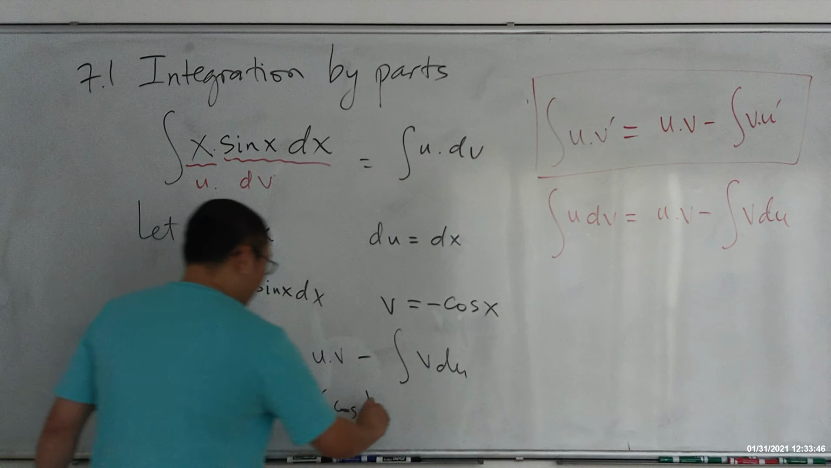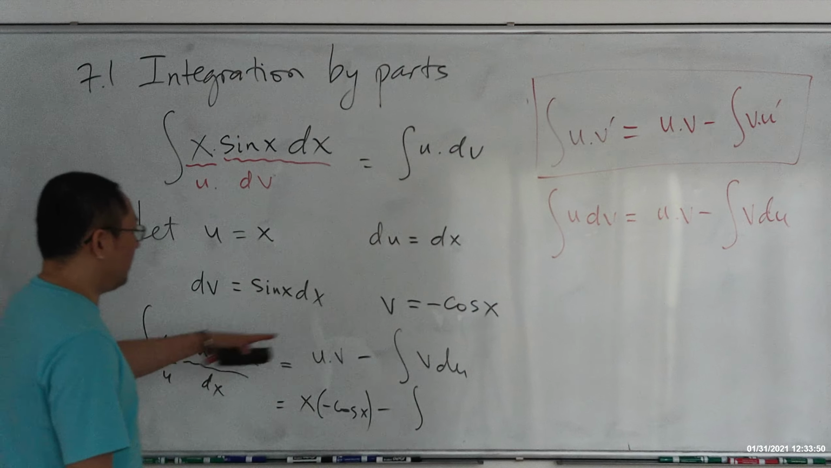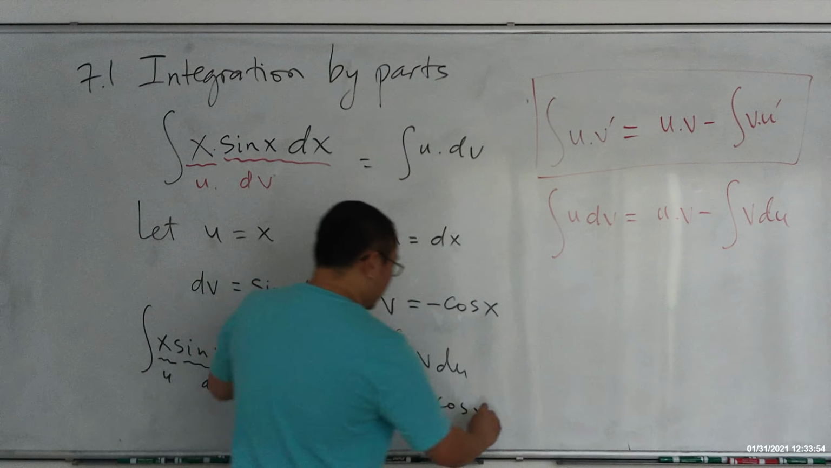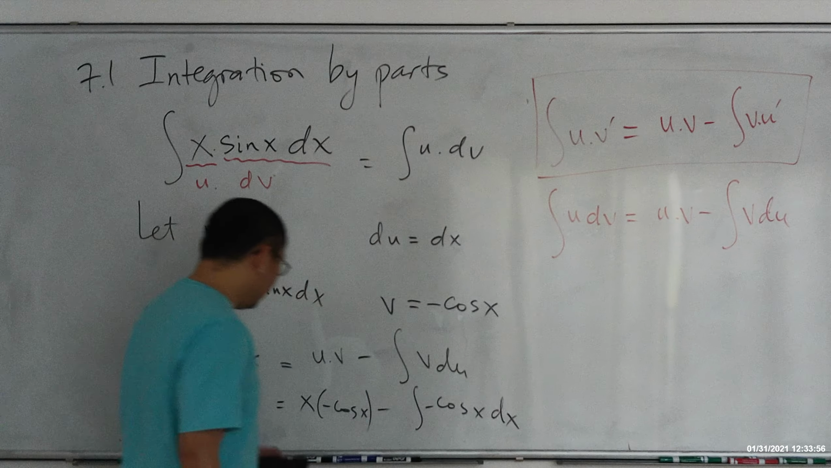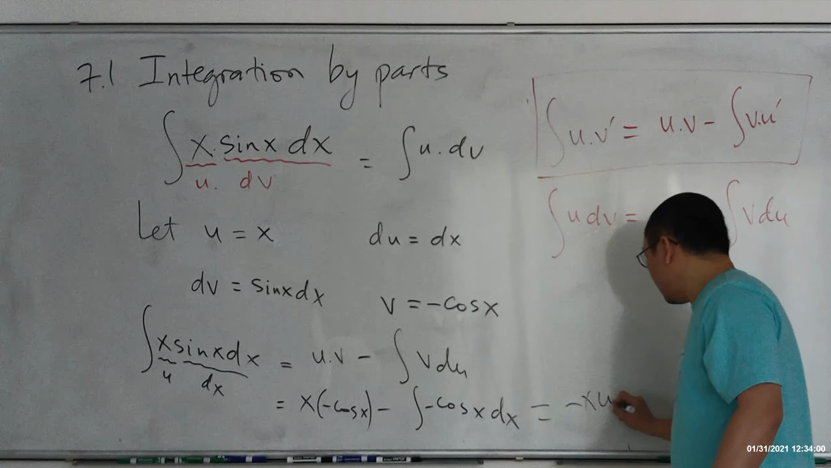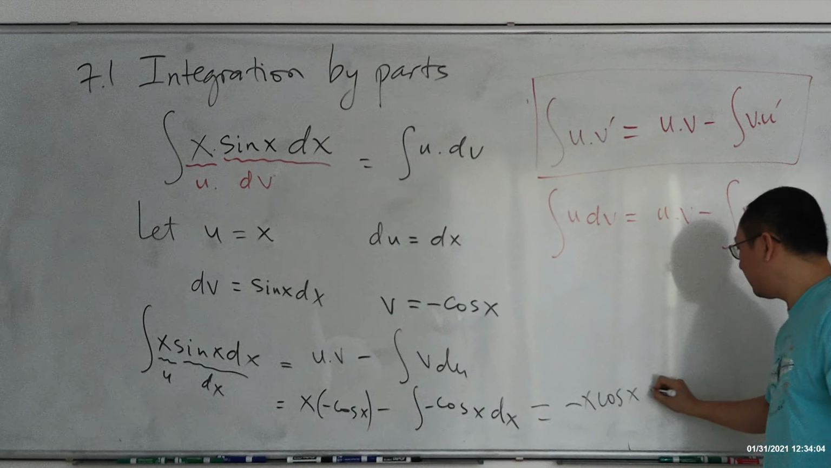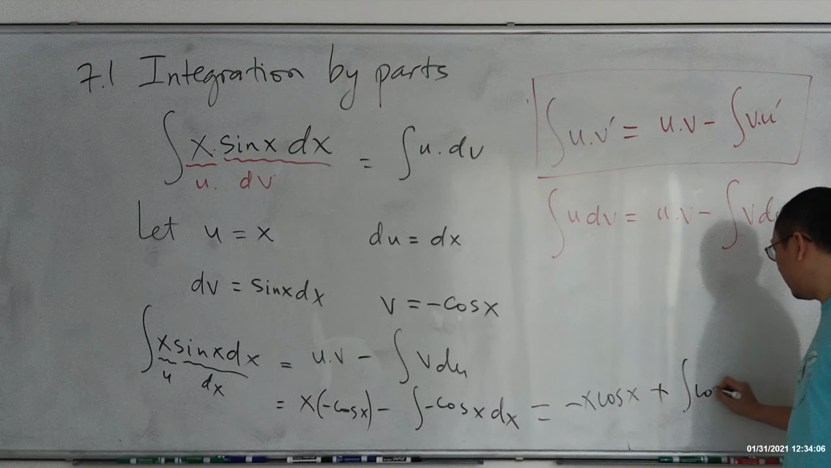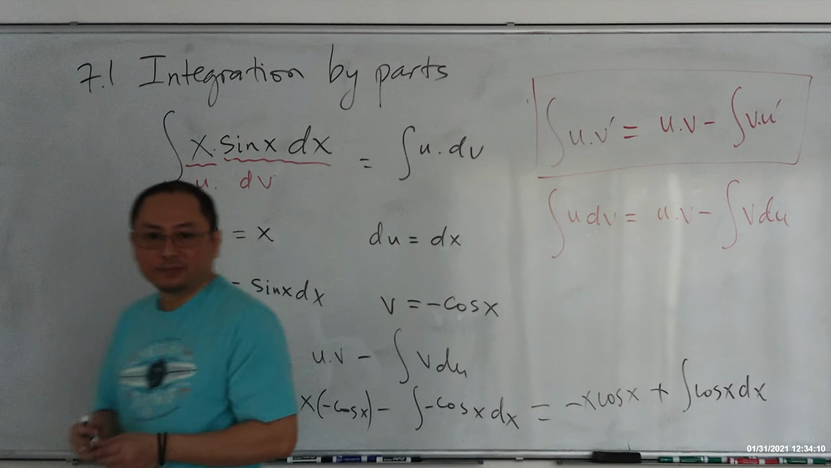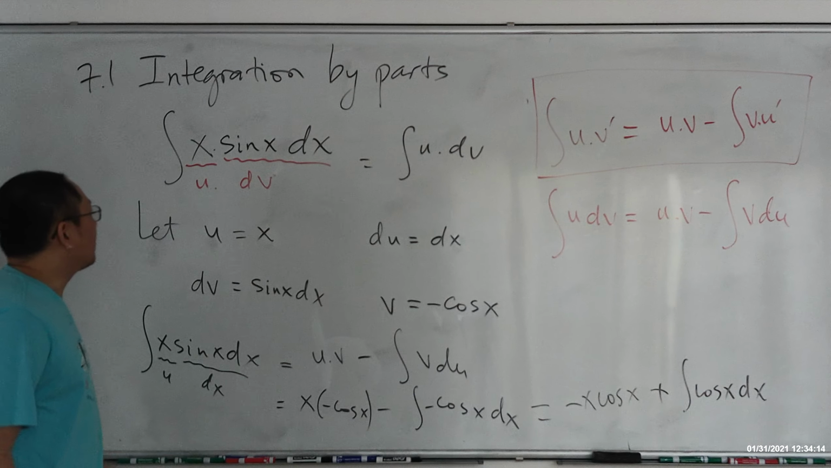And then subtract the integral. What is v du? v is negative cosine x, and du is dx. We can actually simplify this a little bit more. This is negative x cosine x, and then minus with minus becomes plus, integral of cosine x dx. Okay? We are not done yet, but we are very close.